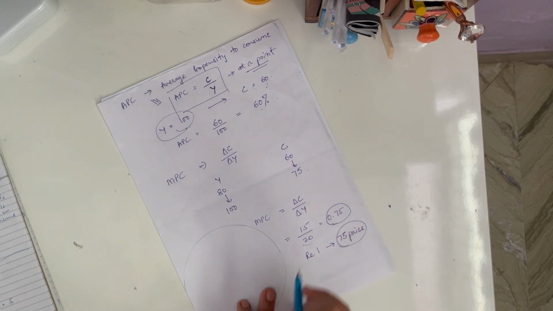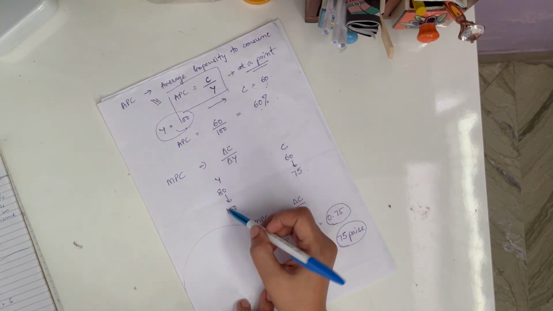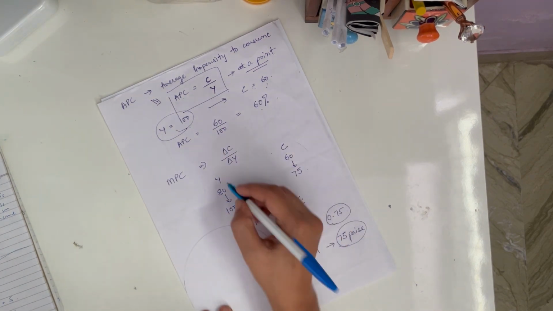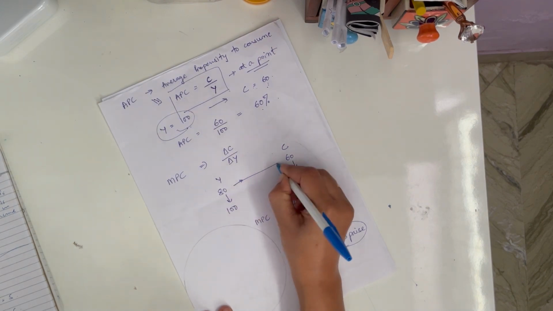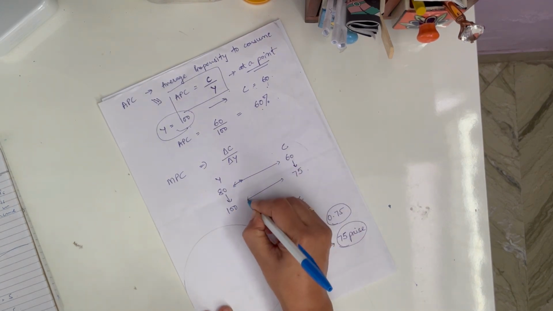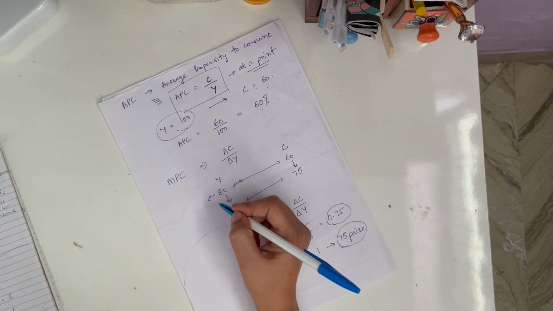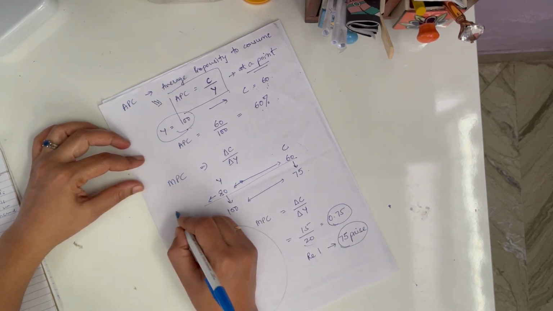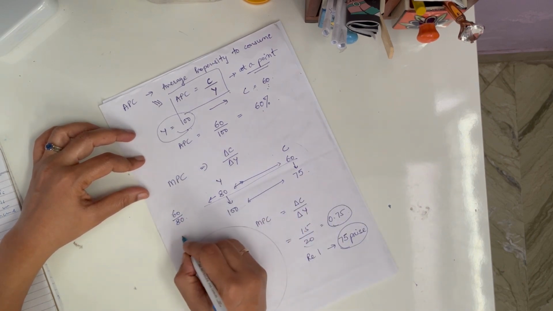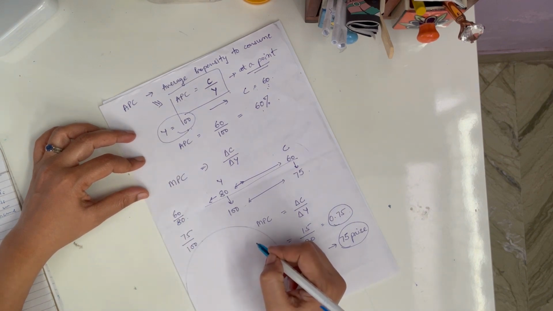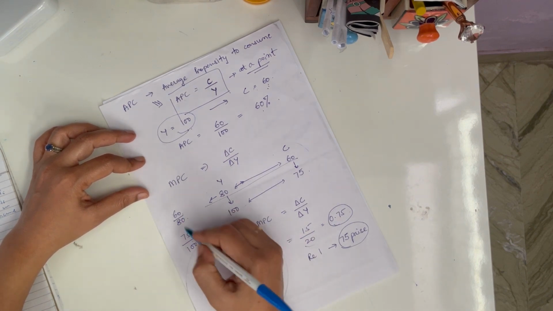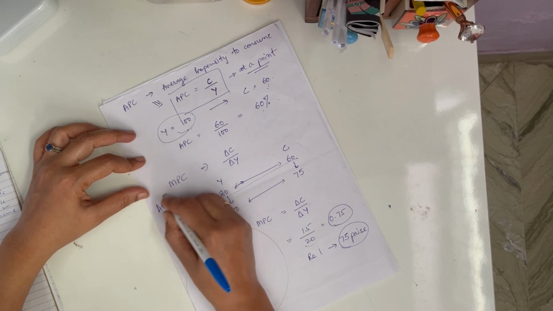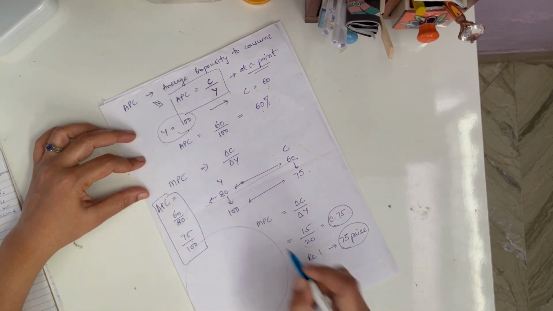However, in this case, your APC will be calculated at each of these points. So your APC is at a point. For this case, the APC would be 60 divided by 80, and for this it would be 75 divided by 100. This is your APC.